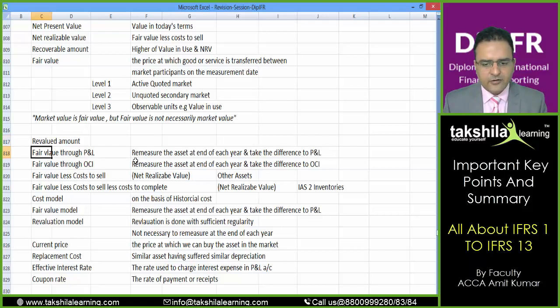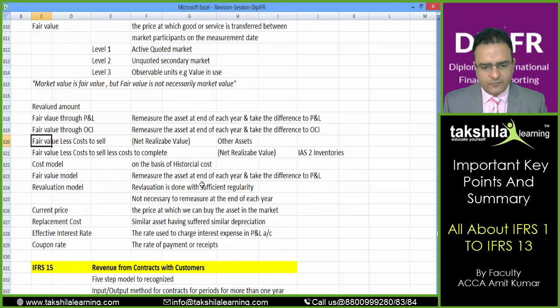Fair value through P&L, you are measuring it at the end of each year, taking the difference to P&L. Fair value through OCI, measuring at the end of each year, taking the difference to OCI. Fair value less cost to sell, you are comparing for either recoverable amount, or if there is any change, you are charging it to P&L. You are comparing it with either cost in case of inventories. You are comparing with carrying amount in case of non-current assets held for sale. So depending on for what purpose you are arriving at its fair value less cost to sell.